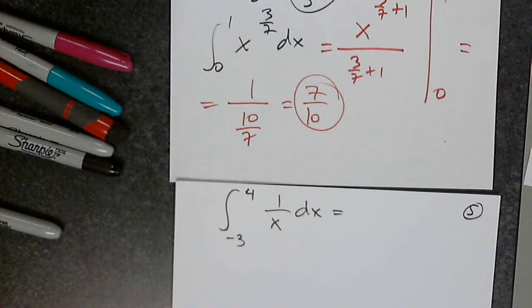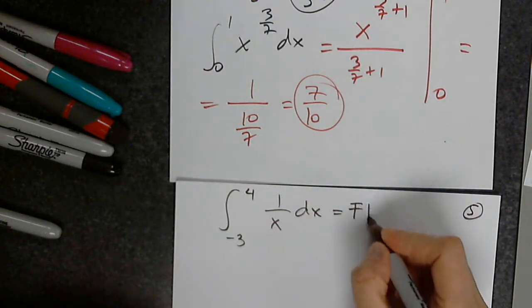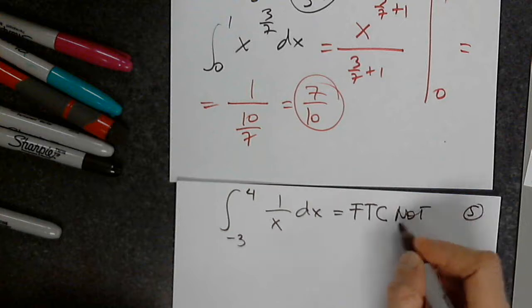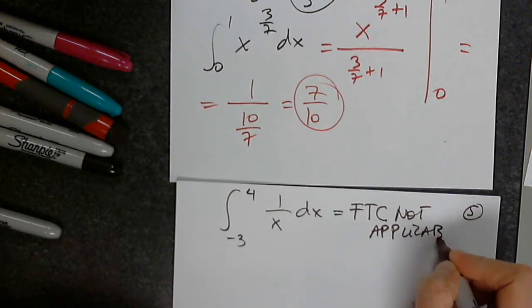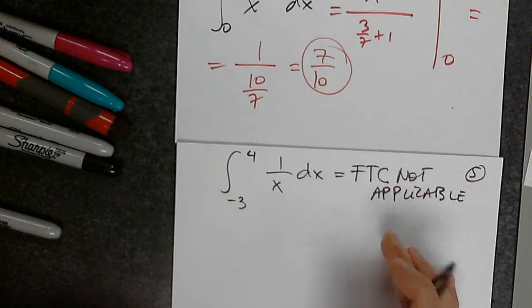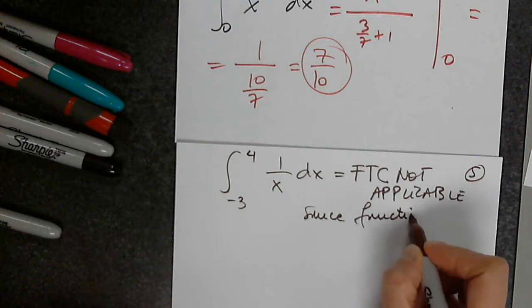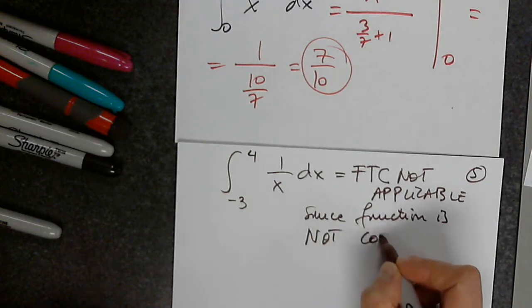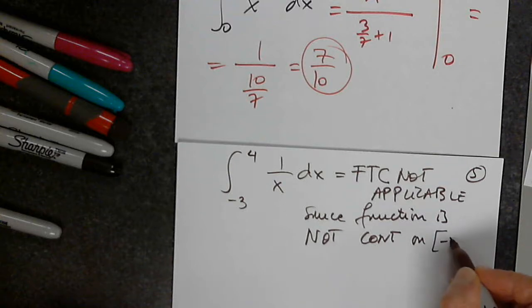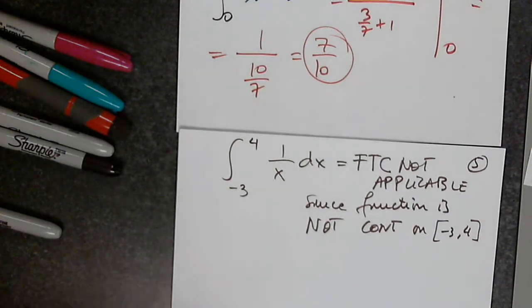Is 1 over x continuous on -3 to 4? Because it's undefined at 0. And the answer is Fundamental Theorem of Calculus not applicable. No. Fundamental Theorem of Calculus not applicable since the function is not continuous on the interval -3, 4. You will see what happens in Calc 2 with these.